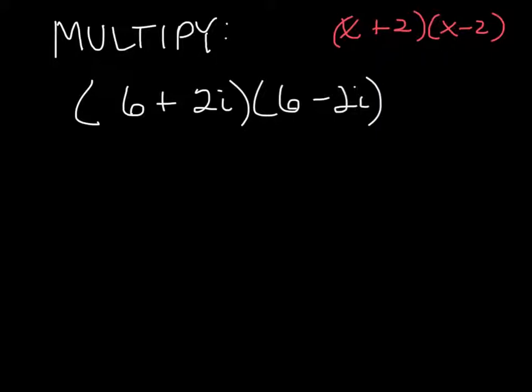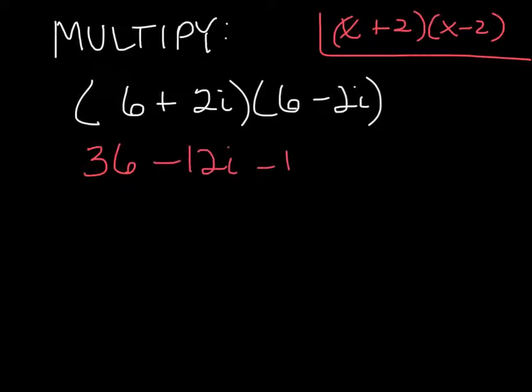Okay, so if I were to multiply that, this is really just kind of in the back of our head what happens. And let's see if the same thing happens. So if I'm going to FOIL this out, I'm going to end up getting a 36. The outer gives me a minus 12i. The inner gives me a plus 12i. And then the last gives me a minus 4i squared.